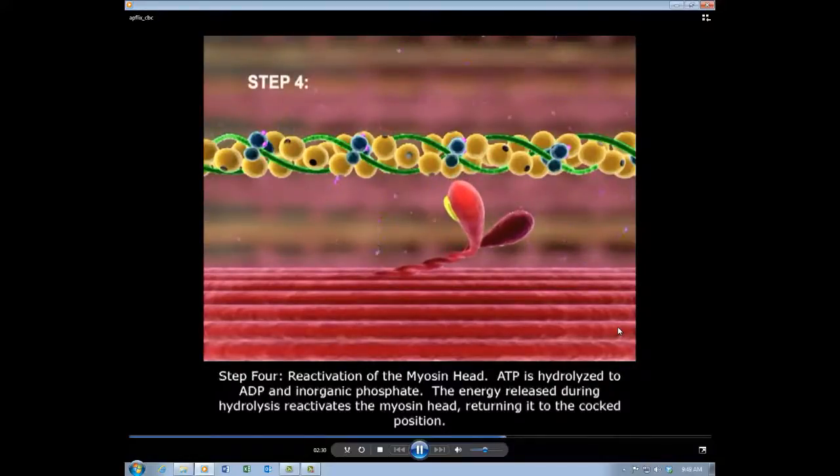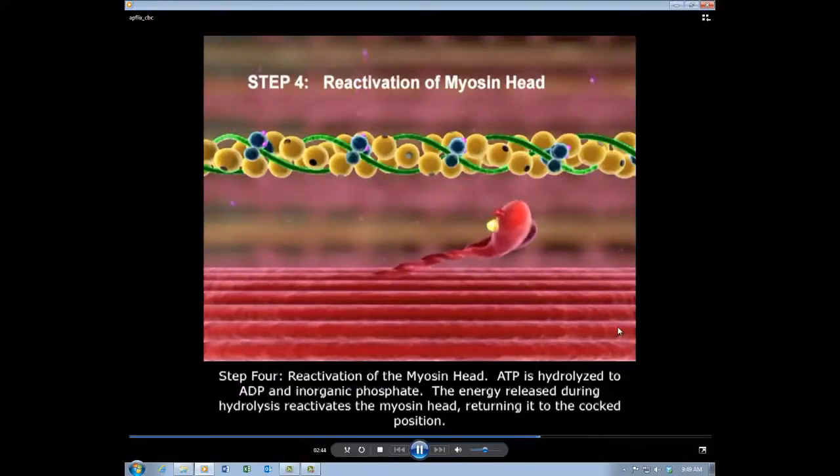Step 4. Reactivation of the myosin head. ATP is hydrolyzed to ADP and inorganic phosphate. The energy released during hydrolysis reactivates the myosin head, returning it to the cocked position.